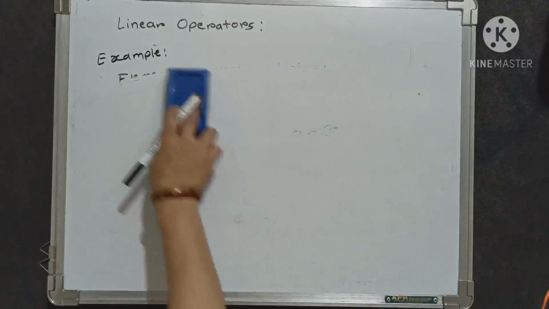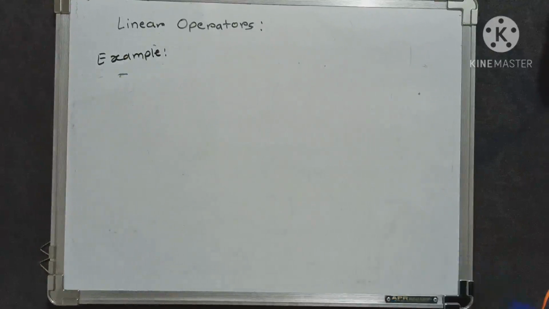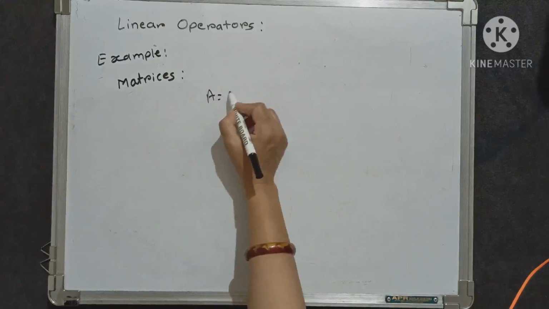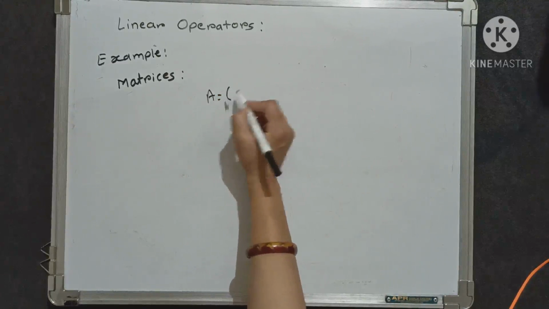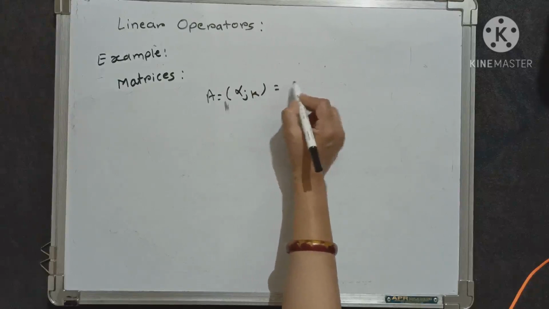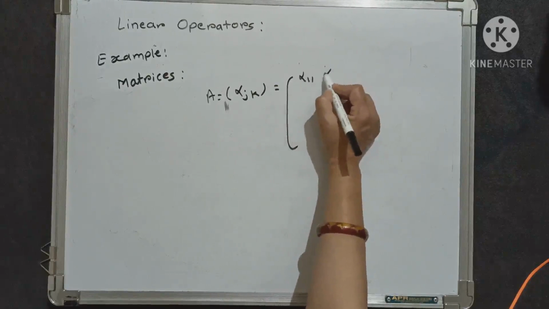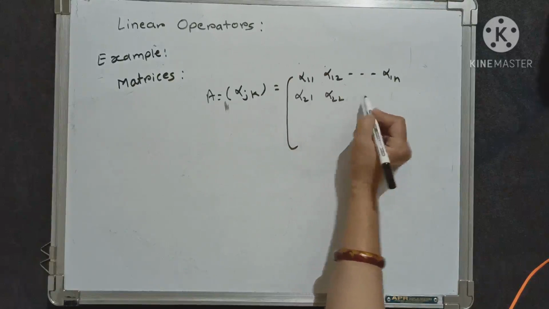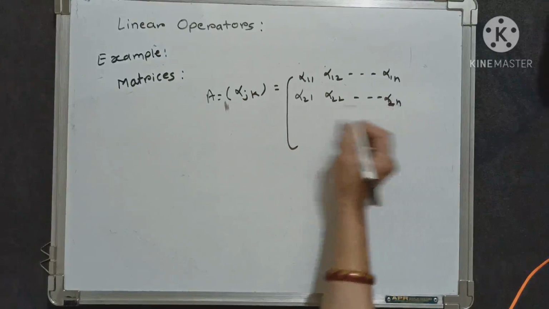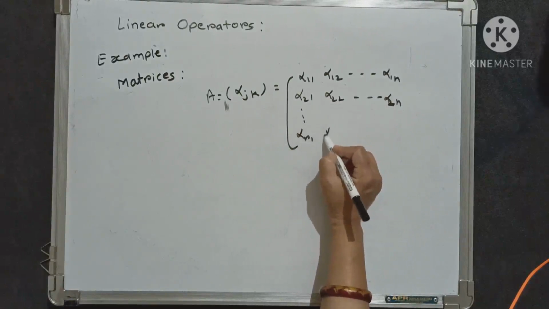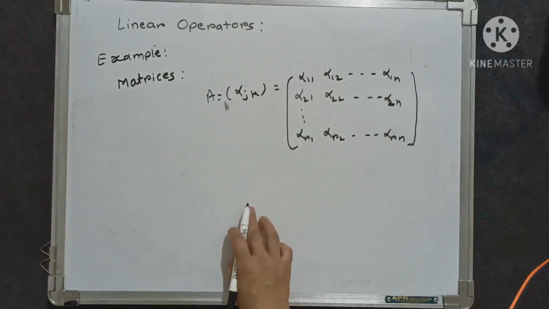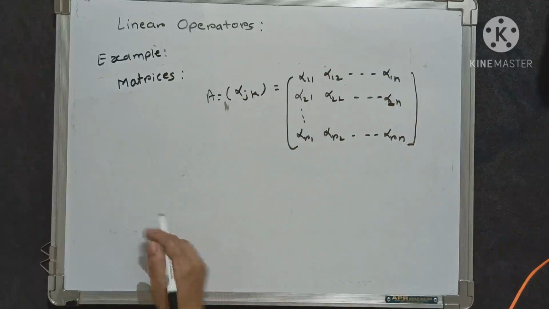Now we see another example of the linear operator, which is matrices. We consider the real matrix A equal to (alpha jk), that is, alpha 1 1, alpha 1 2 up to alpha 1 n, alpha 2 1, alpha 2 2 up to alpha 2 n, and so on up to alpha r1, alpha r2 up to alpha rn, with r rows and n columns.